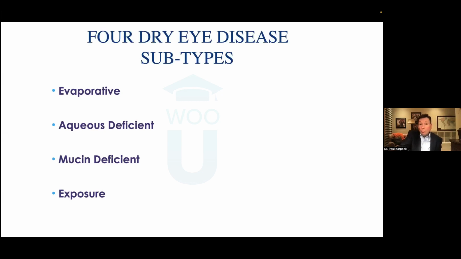So there are actually 4 subtypes. I know you didn't want me to get complex for this course, but if I just told you there were 2, I'd be lying. There's evaporative caused by meibomian gland dysfunction. There's aqueous deficient. That's the thin tear meniscus. There's mucin deficient. How do you get that one? Well, the goblet cells that make mucin are on the conjunctiva.